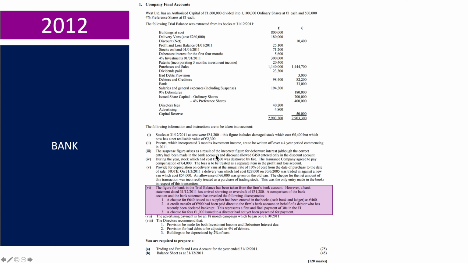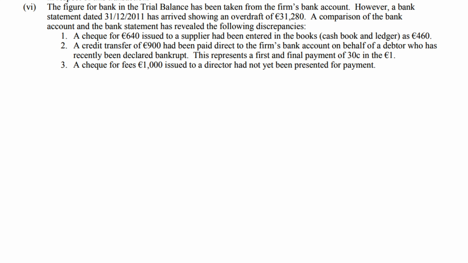2012 then, we have company account West Limited. The figure for bank in the trial balance has been taken from the firm's own records, the firm's bank account. However, a bank statement dated the 31st of the 12th 2011 has arrived showing an overdraft of 31,280. A comparison of the bank account and the bank statement has revealed the following discrepancies.